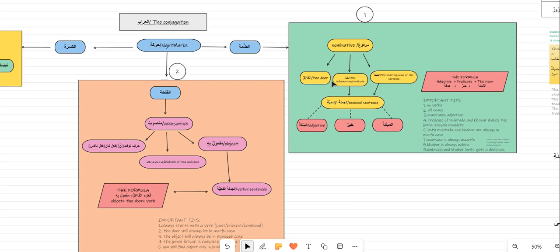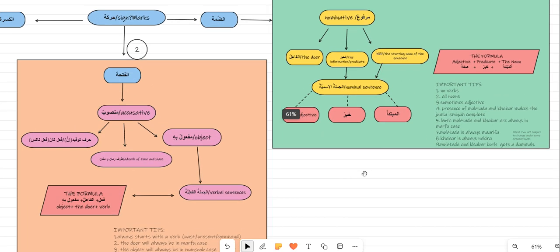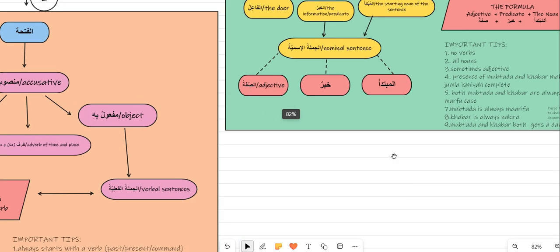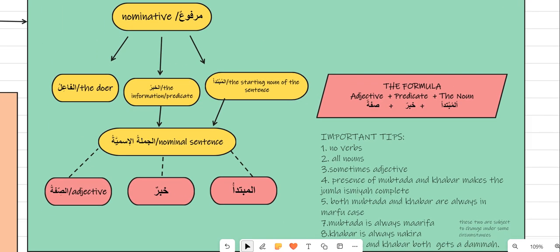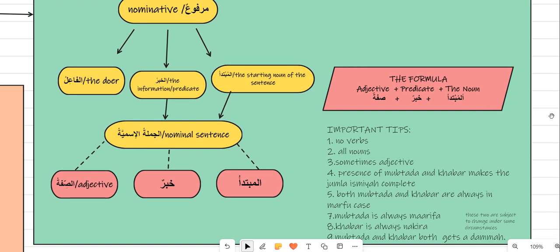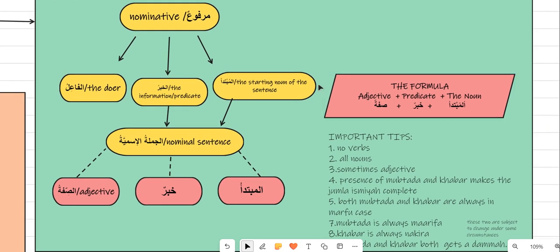So let me explain about the marfu, and then I will come to the mansub and touch it very quickly. Sorry, I'm getting mixed up with marfu and mansub. Marfu case, nominative case, as they have given English names as nominative, accusative, genitive, but the meaning does not fit in Arabic. Since they have given the name, we will go along with it. So now we see in marfu we have the mubtada. And what is mubtada? The starting noun of the sentence.